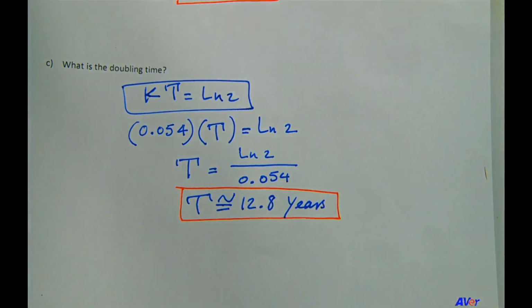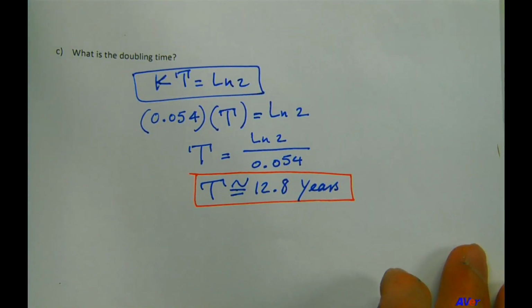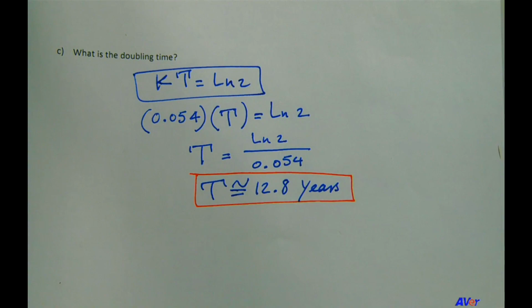So in 12.8 years, this $10,000 is going to reach 20,000. That's quite fast. But it is fast because the growth rate is continuous. That means even in less than a second, this investment is growing. Okay, like that.